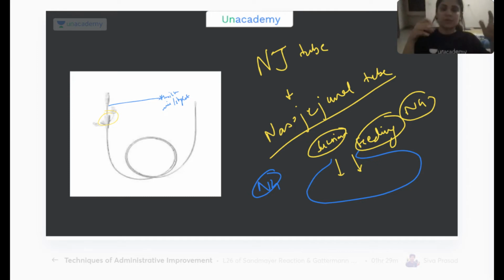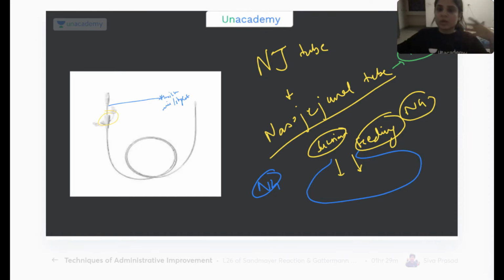Okay, nothing will come out because it does not have any storage capacity. It just absorbs everything. The stomach is like a bag which is storing all the food in it. So you can suction out the food, but the jejunum is not a bag. It will just absorb the nutrients and allow the food to pass further on. So you cannot suction with the nasojejunal tube. You can only feed the patient.